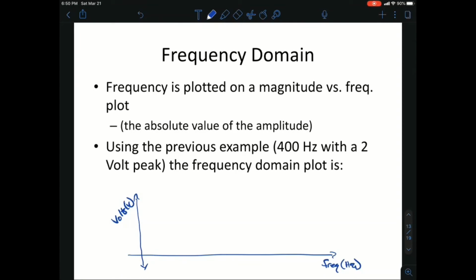So let's use the example of the 400 hertz wave with a 2 volt peak, and plot that out. The way this is going to look is we go over here to 400 hertz, and then the plot reaches up to 2. And that's all it's going to look like: just one single line at 400 hertz extending up to 2 volts.